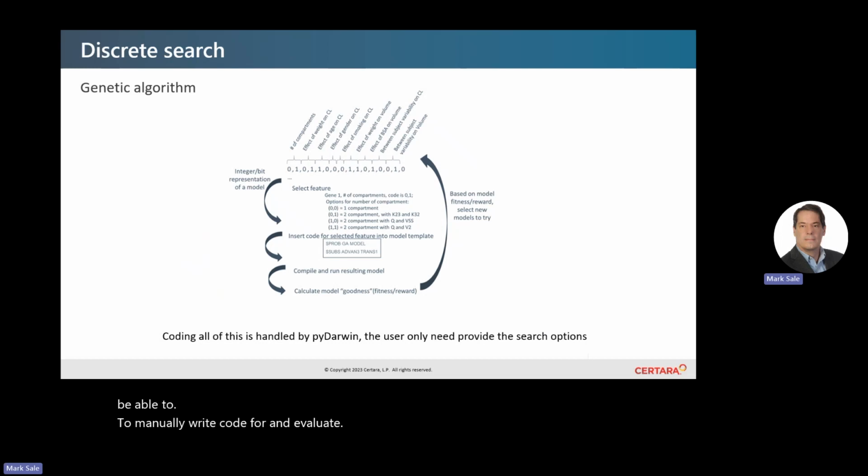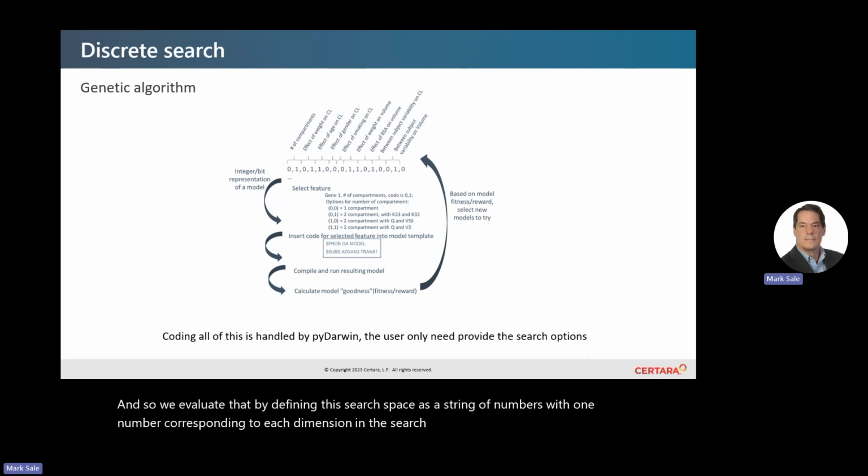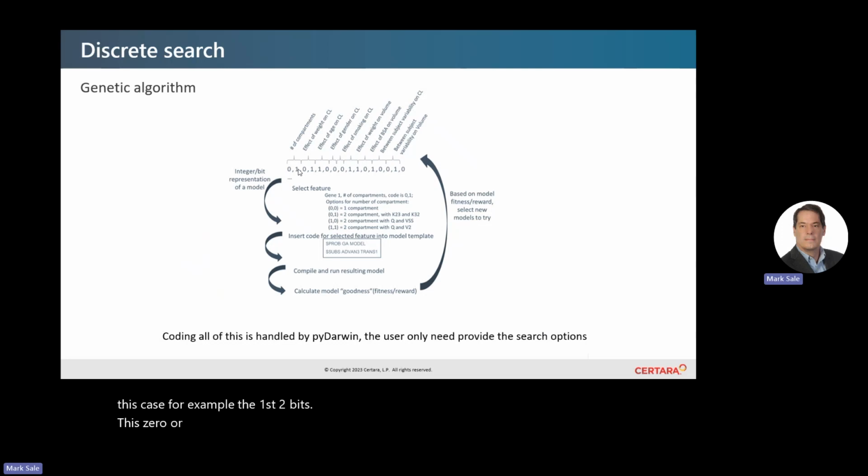And so we handle that by defining this search space as a string of numbers, with one number corresponding to each dimension in the search space. In the case of genetic algorithm, those integer values, 1 or 2 or 3, get mapped to bit strings. In this case, for example, the first 2 bits, 0 or 1, define the gene for the number of compartments, and the values in that gene map to the specific structural model in NONMEM.